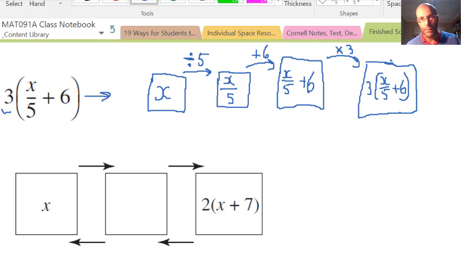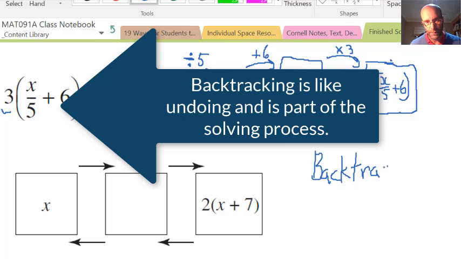Okay, so we've built it. How do we backtrack it? And what is backtracking? Well, backtracking is simply going backwards and doing the opposite thing. It's basically what you do when you're solving something. So let's look at this example here.